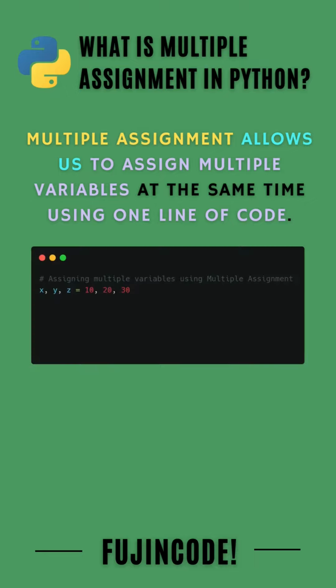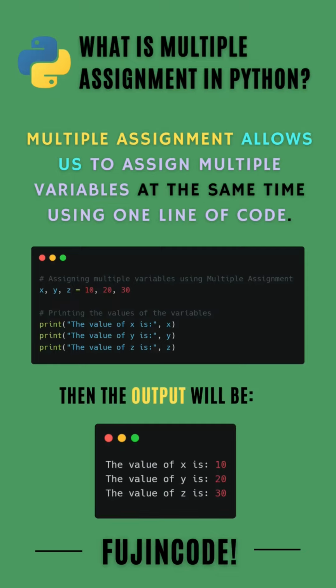So in this code, we assign 10 to x, 20 to y, and 30 to z. If we print this, then the output will be. Stay tuned because after this video, we will dig deeper into this topic.